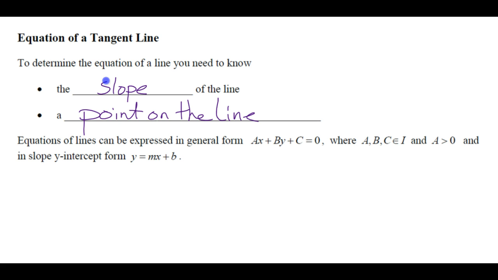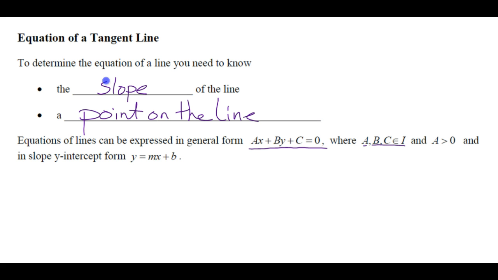Equations of lines can be expressed in general form, which is ax plus by plus c is equal to 0. A, b, and c must be integers, and a has to be positive. So no fractions. You can't have like 2/3 x, etc. It's got to be 2x plus by plus c. These are all integers, and a is greater than 0.